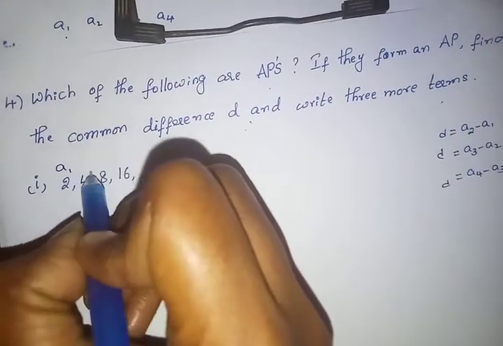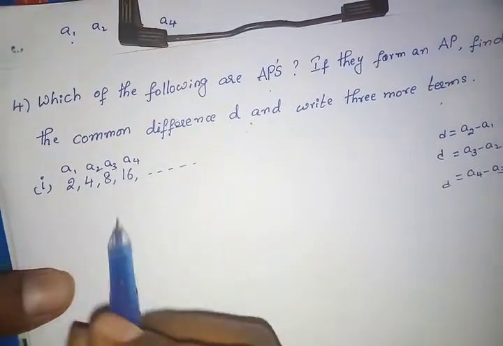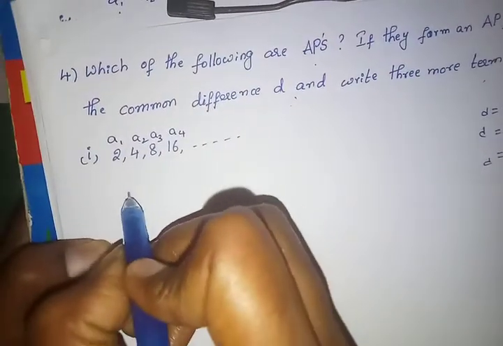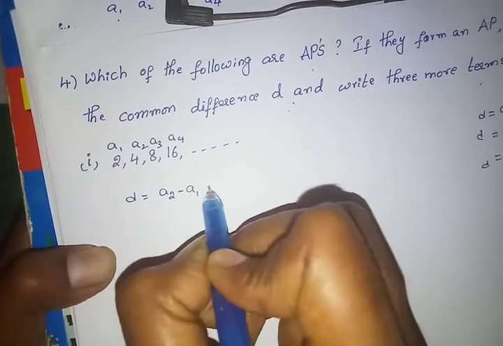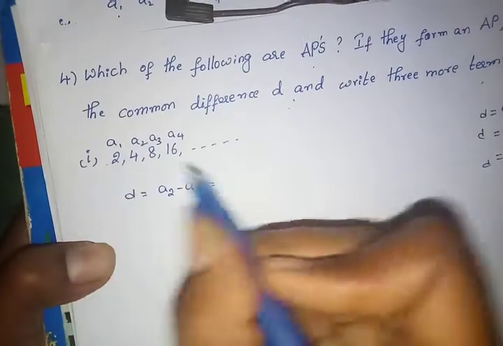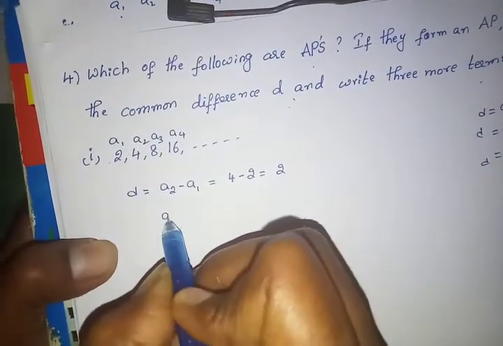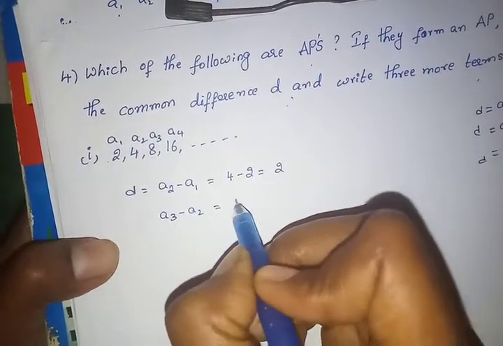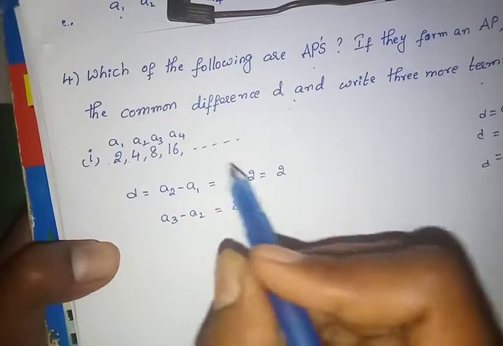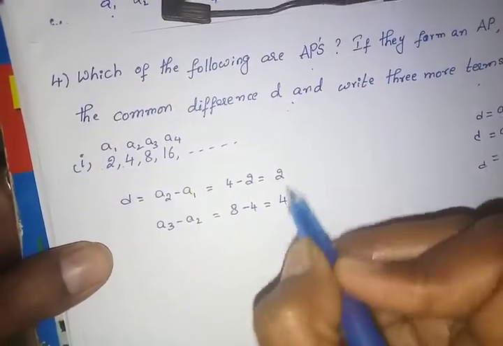So let us check for this problem. This is a1, a2, a3, a4. Check for this. What is d? d equals a2 minus a1. First check a2 minus a1. 4 minus 2. 4 minus 2 how much? 2. Again check for a3 minus a2. What is the a3 value? 8. 8 minus a2 value, 4. 8 minus 4 how much? 4. Are you getting the same values?